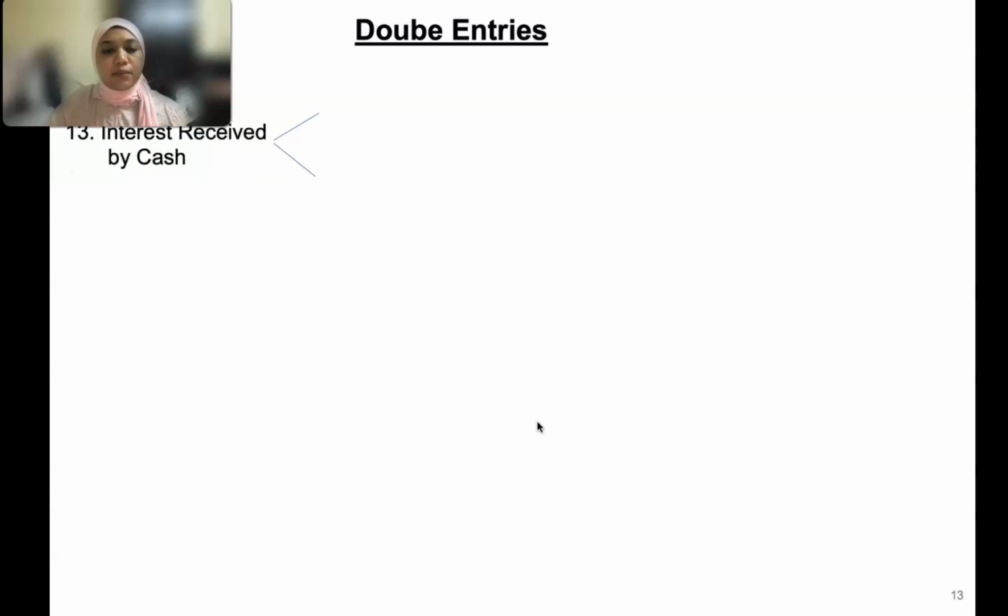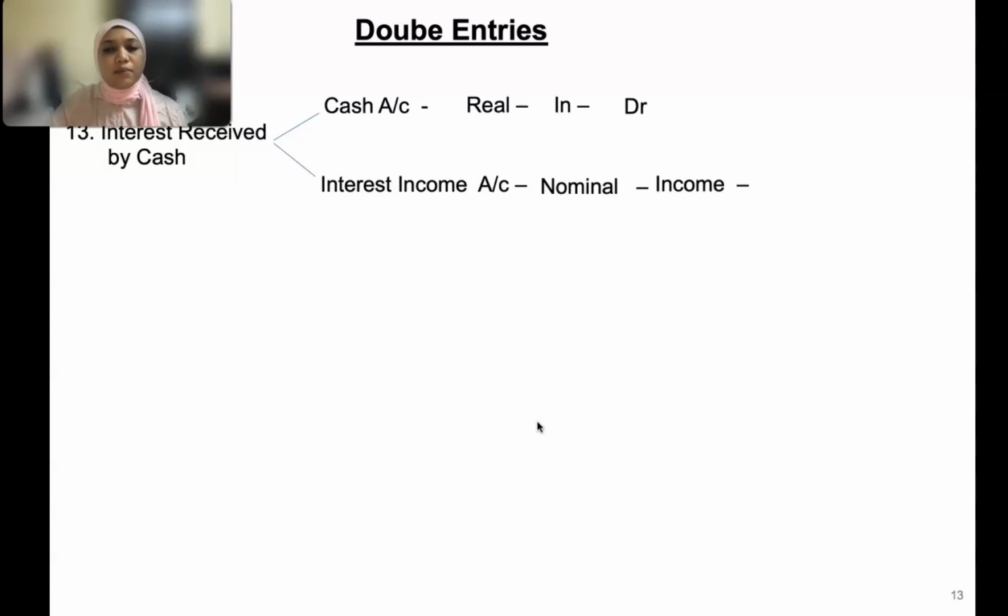The other example I am going to give you is interest received by cash. What are we receiving? We are receiving interest. How? We are receiving cash. So we will open cash account and interest received account. Cash is real. We are receiving, so it is in, and we will record on the debit side. Interest income: income is nominal, income, credit.